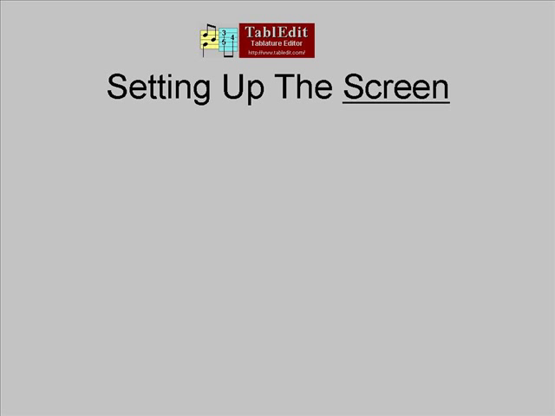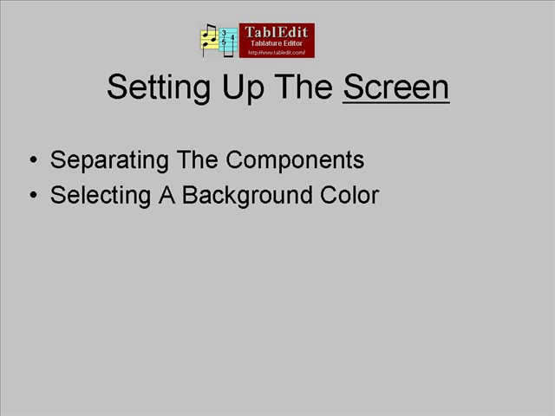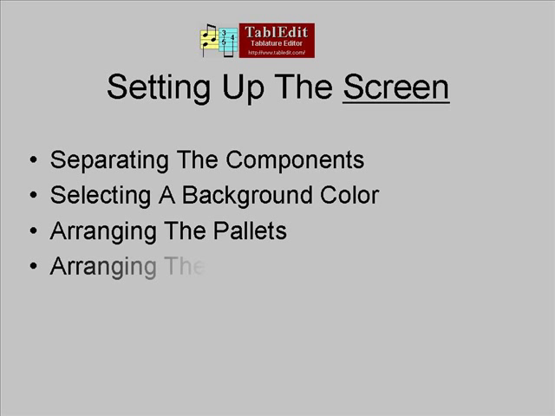Our first lesson will deal with setting up the screen. This is taking the TablEdit program as it is downloaded to you and arranging the display where you will be comfortable working with it. We will be covering 4 different areas in this lesson. First, separating the components. Second, selecting a background color. Third, arranging our palettes. And then last, adjusting the tablature line and the ruler.